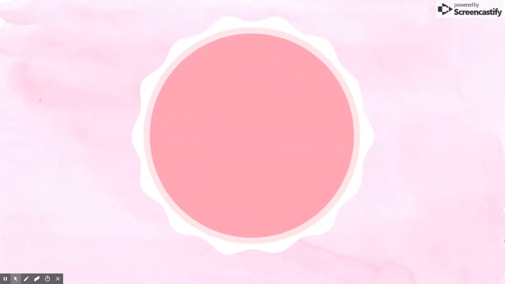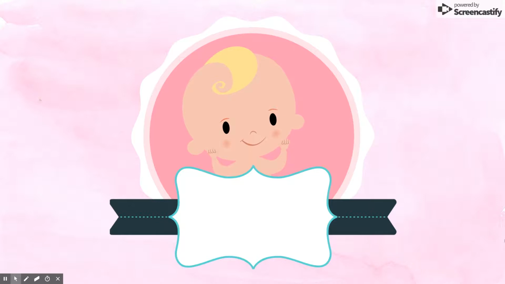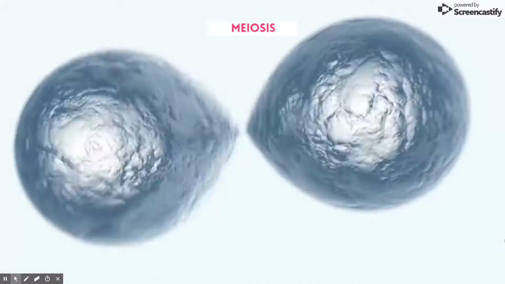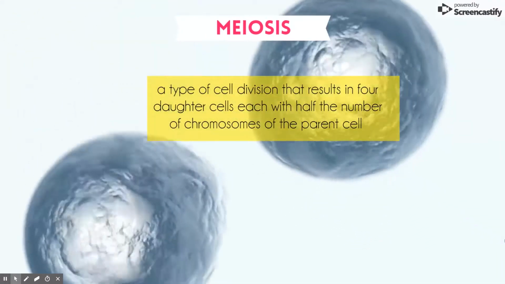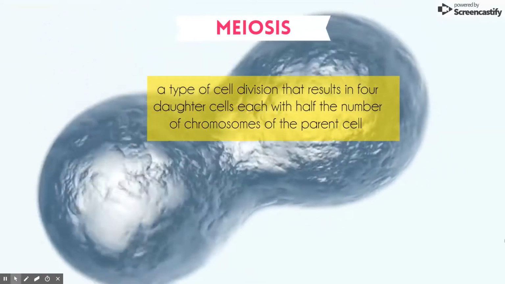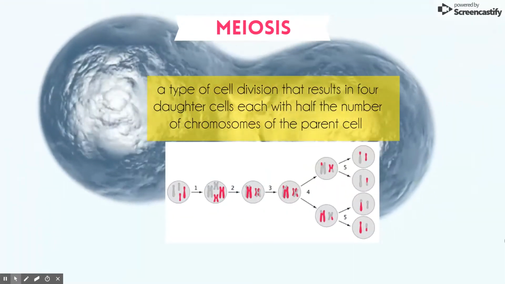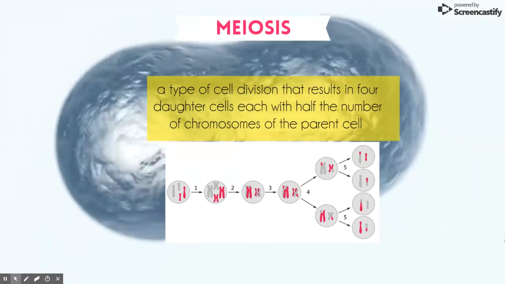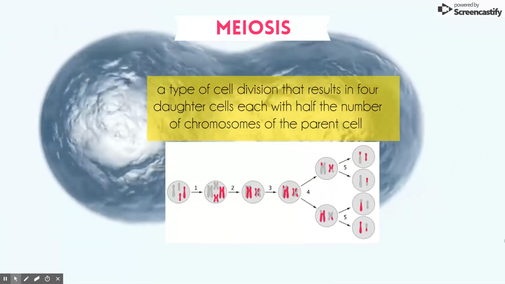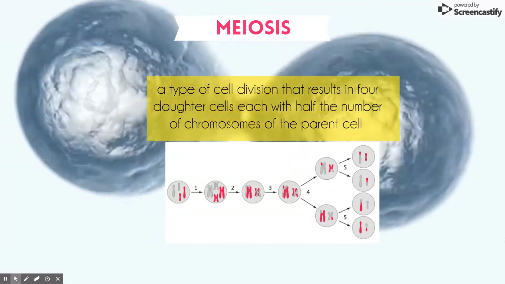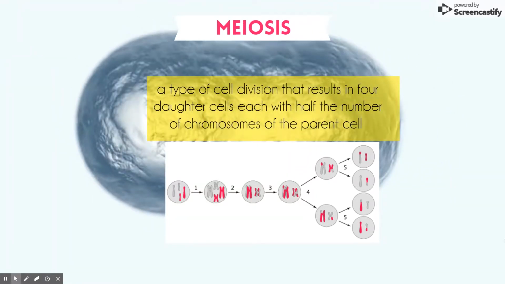Meiosis is one of the most important processes that cells undergo and is crucial for reproduction. Meiosis is a type of cell division that results in 4 daughter cells, each with half the number of chromosomes of the parent cell. So we start meiosis with one cell with 46 chromosomes, and then we end up with 4 cells with 23 chromosomes.